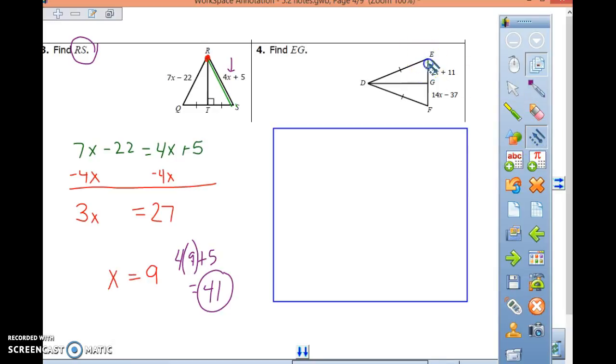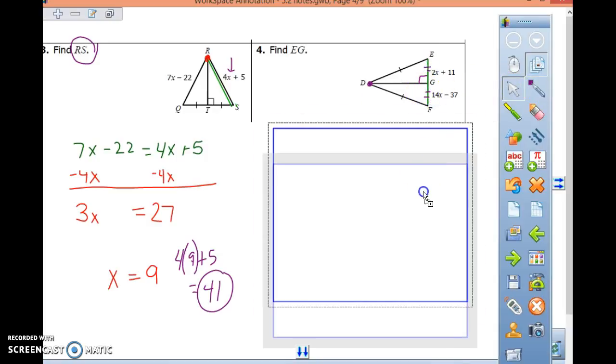Number 4, we have a line. We have another line intersecting it at what looks to be a 90-degree angle. We can double check that if we pick a point and see that it's equidistant to both of those vertices. So then we know that this is a perpendicular bisector, so those segments are the same.